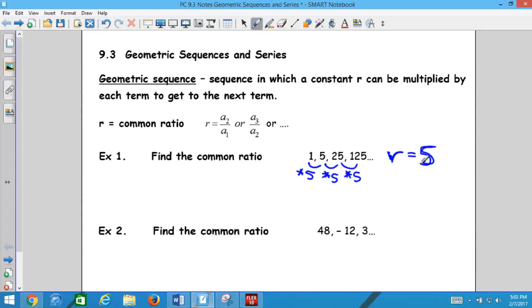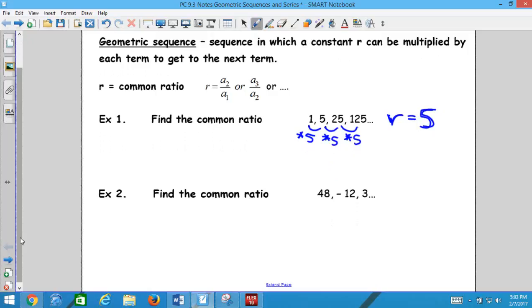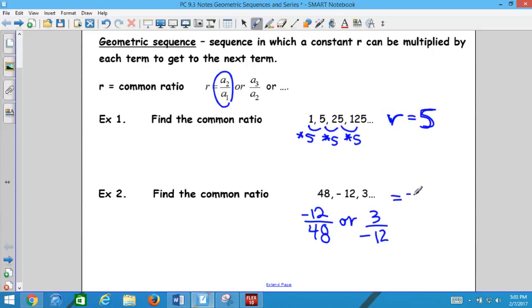If I cannot find my rate by just figuring out what you multiply by, you can also use this formula that says take the second term and divide it by the first term. So for example 2, I'm going to take negative 12 and divide it by 48 and reduce that. If that's too big of a number and I don't want to do it in my head, I could also try the third term divided by the second term. Both of them reduce to the same number, negative 1/4. So that would be my rate for example 2.